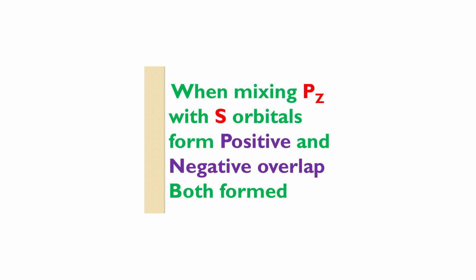When the pz orbital overlaps with the s orbital along the internuclear axis, that is positive with positive. Hence it is known as positive overlap, in the same orientation and the same phase. Here also the pz orbital can overlap with the s orbital in negative overlap. That means positive with negative, in the same orientation but different phase. Hence it is known as negative overlapping.